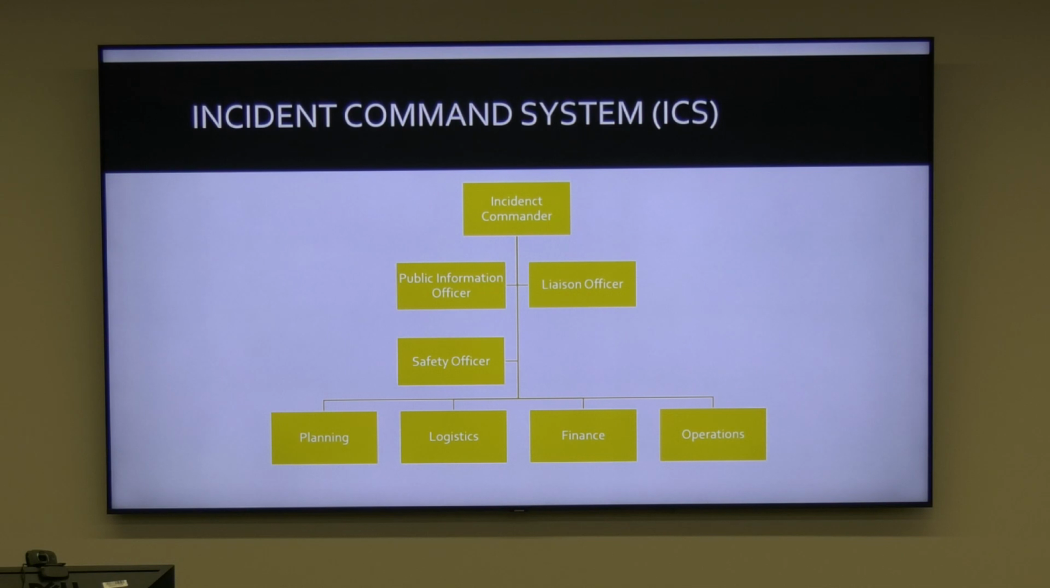So we will talk about the different parts of this incident command system, but the main portions of the incident command system are the incident commander, the public information officer, the liaison officer, the safety officer, the planning committee, the logistics committee, the finance committee, and the operations committee.